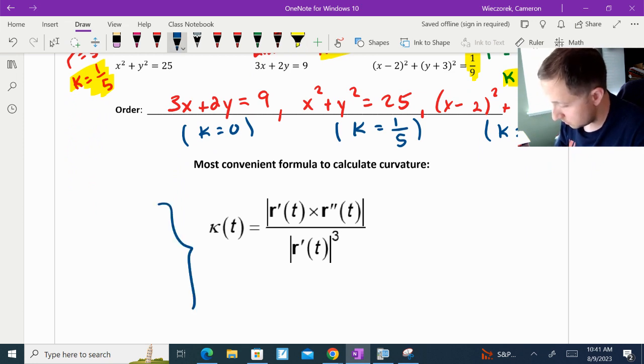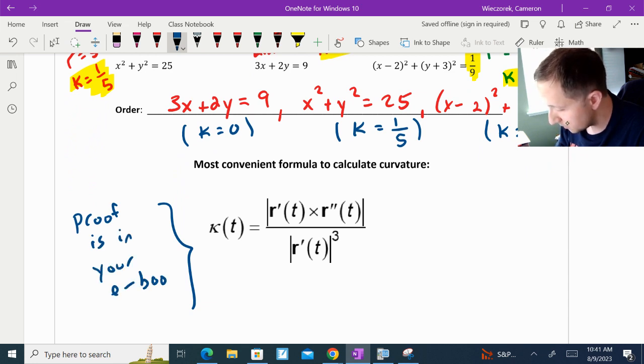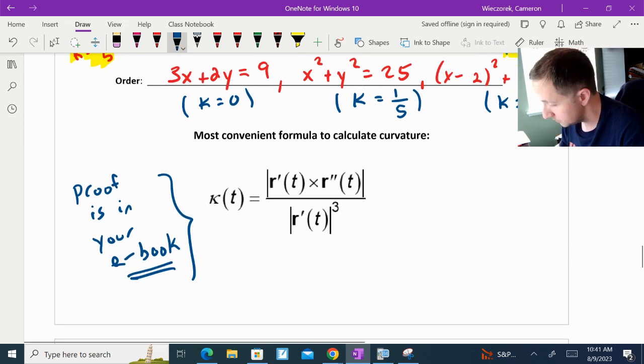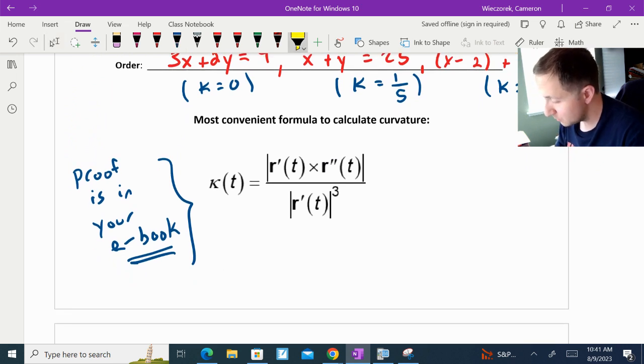If you want to see the proof of this, the proof is in your ebook. I'm not going to do it on the video because I want to run through an example, which is going to take some time. But if you're interested in where this comes from, you can take a look at your ebook. So this is the one I would say we're going to use more often.